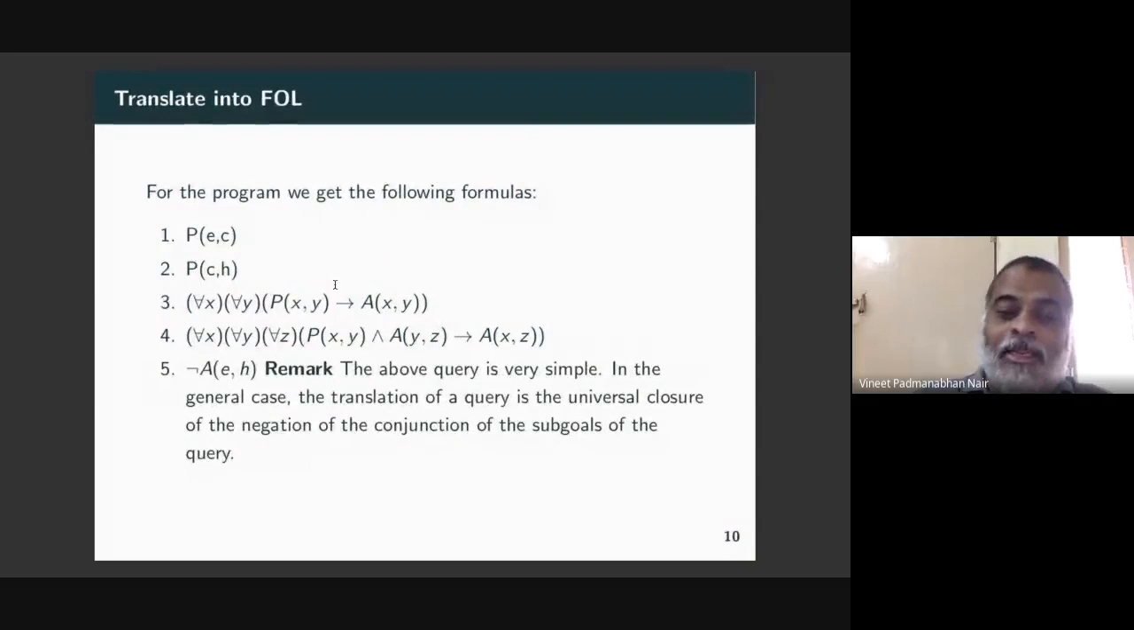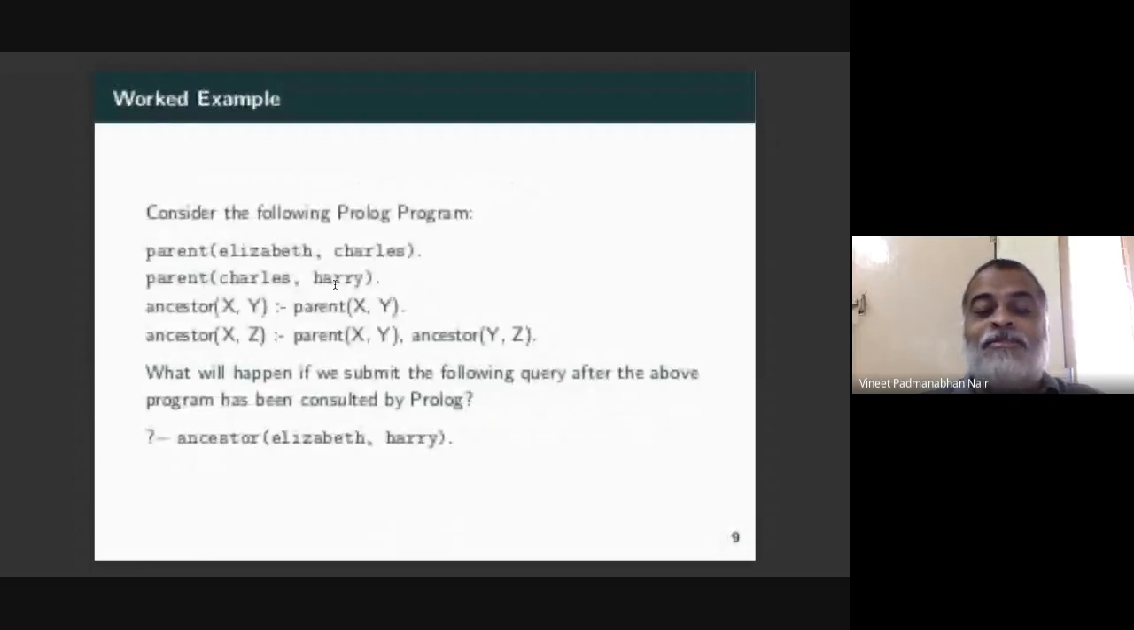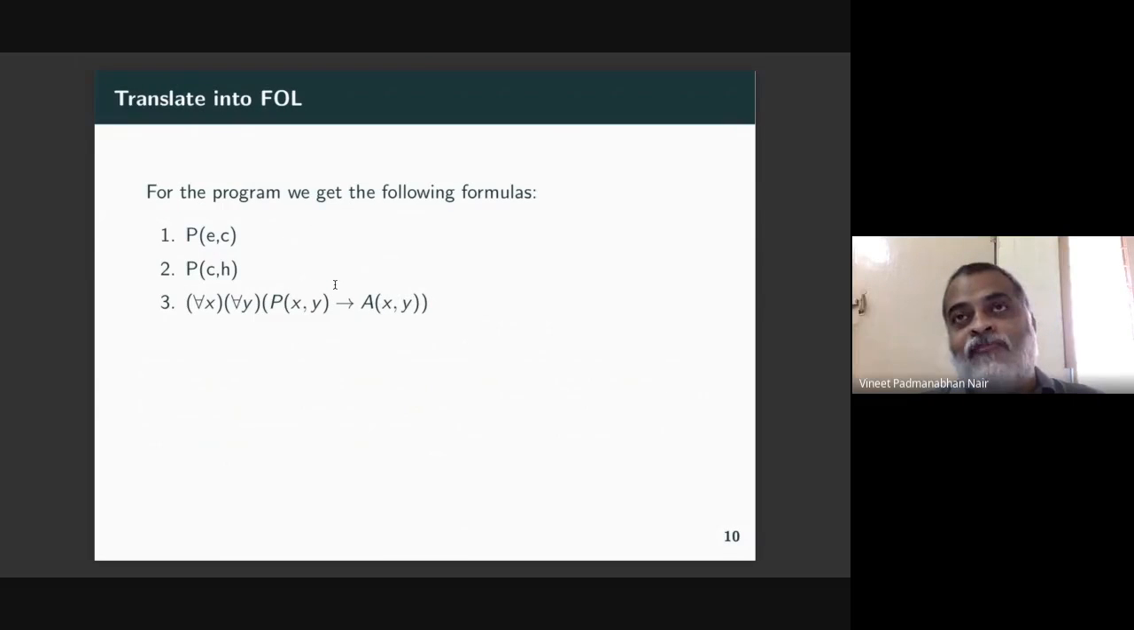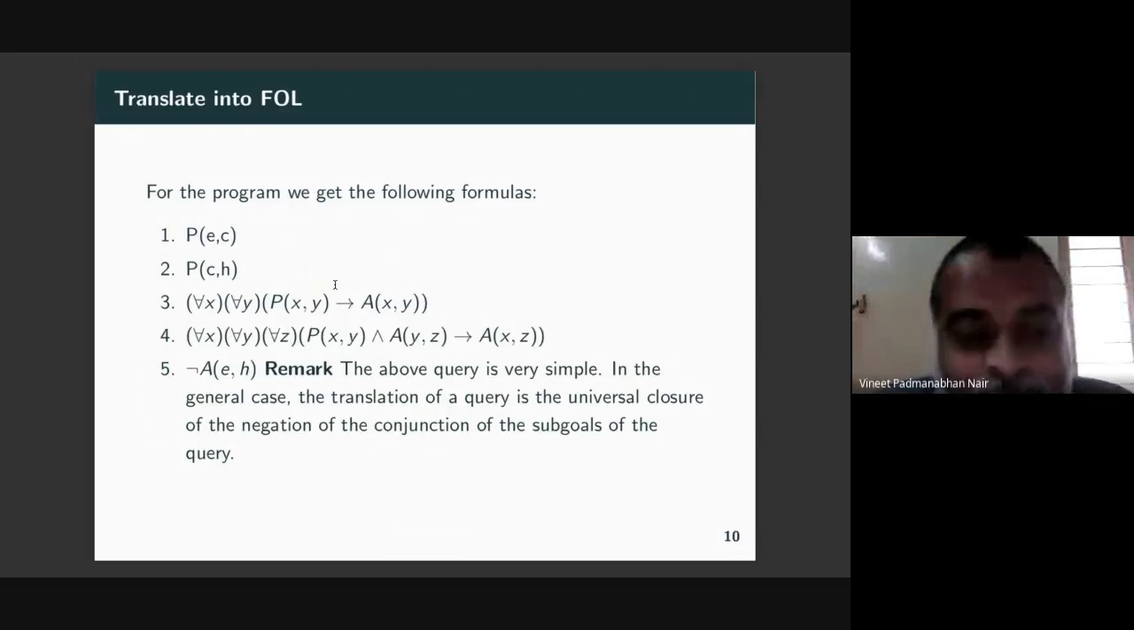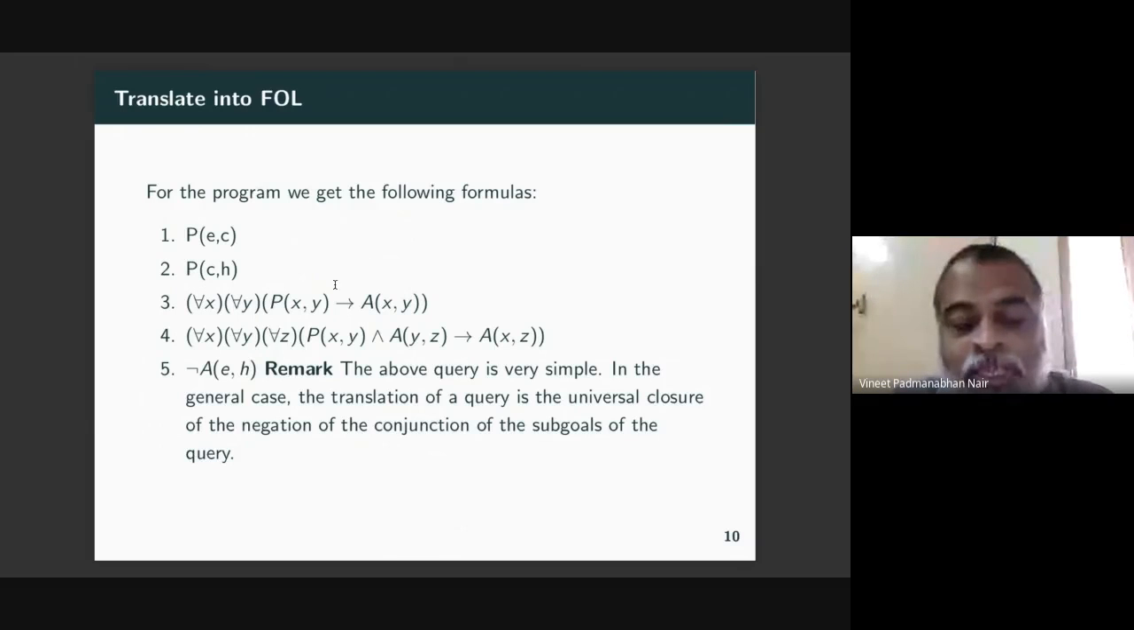Now, the query here is: is Elizabeth the ancestor of Harry? As we have done earlier, you take the negation of the query. So you are saying it is not the case that ancestor Elizabeth Harry, or Elizabeth is not the ancestor of Harry. The above query is very simple. In the general case, the translation of a query is the universal closure of the negation of the conjunction of the subgoals of the query. We'll come to much more complex queries later, but now it is just a simple query I have given.